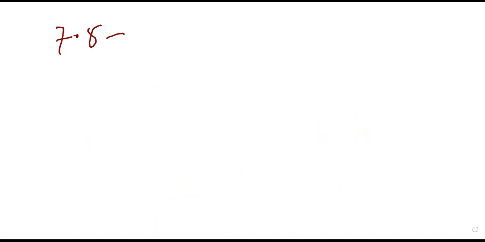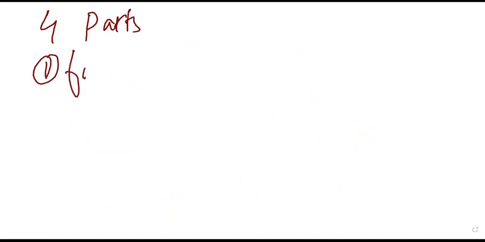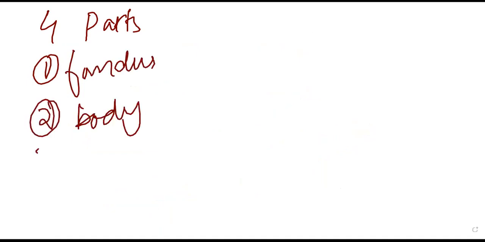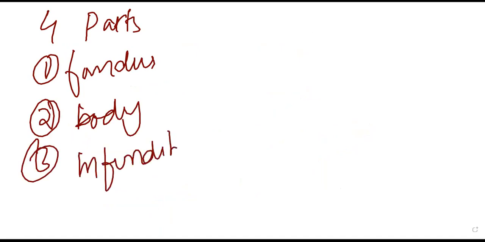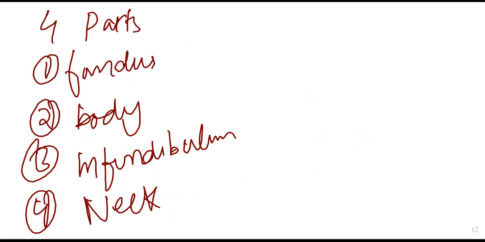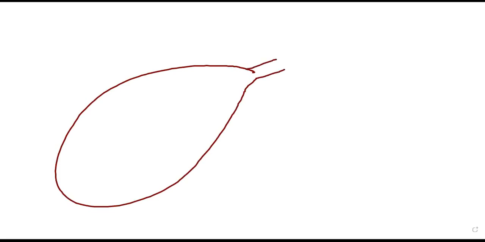Now come towards the structure of the gallbladder. The gallbladder consists of about 4 parts. First is the fundus, the body, the infundibulum, and the neck. So these are the 4 main parts of the gallbladder. I'm going to draw the structure of the gallbladder.